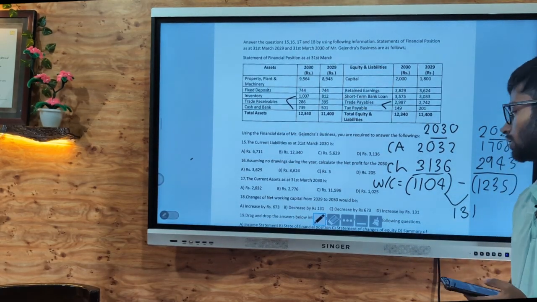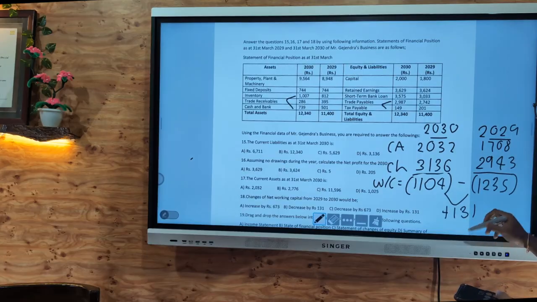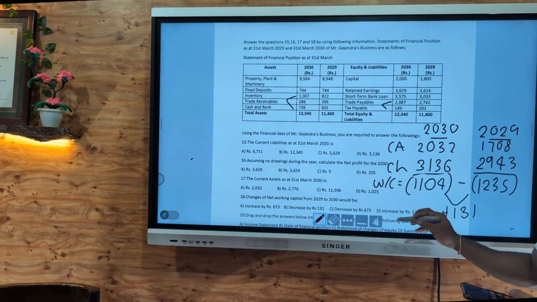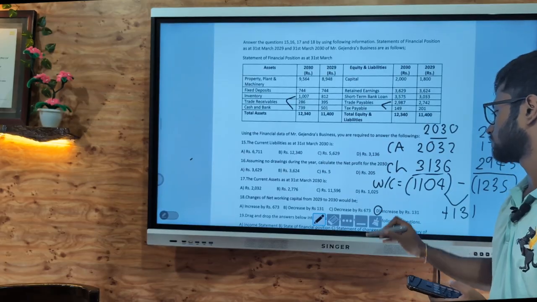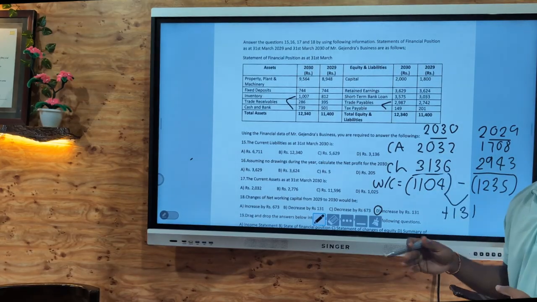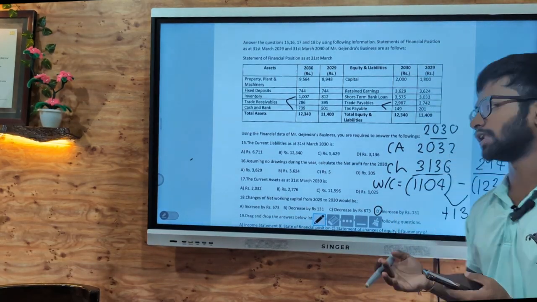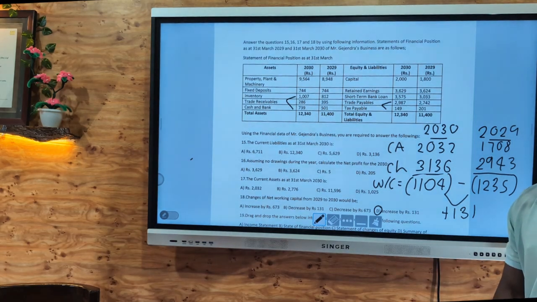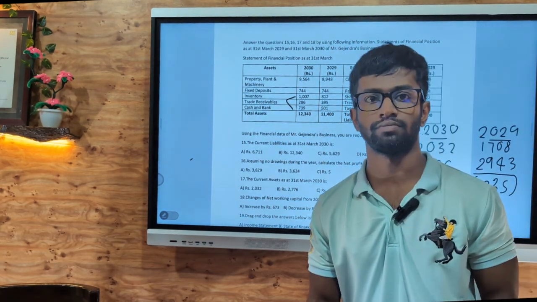Now, if you add this value to this, you will get this value. So there had been an increase of 131. So it should be answer number D. But still, this is not a good sign. In a healthy company, they should have enough current assets to cover their current liabilities. So I hope you understood that question.